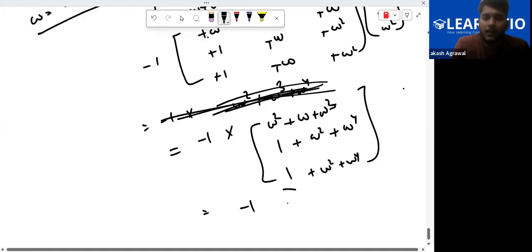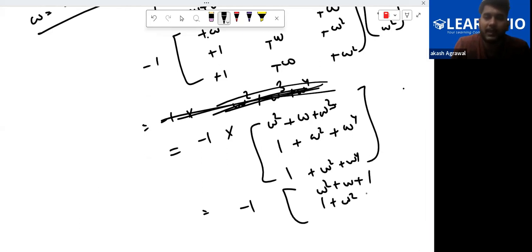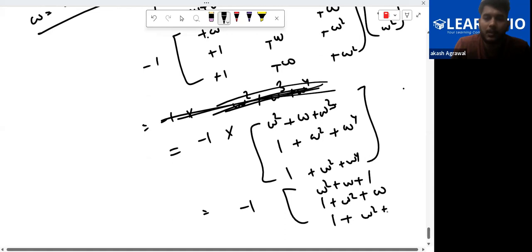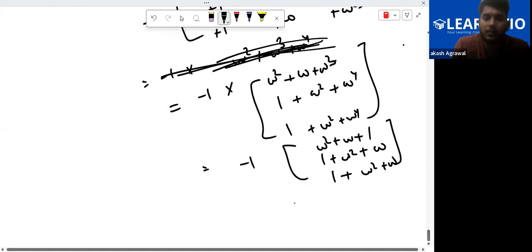So minus 1, omega square plus omega cube is 1, and 1 plus omega square. Omega 4 we can write as omega times omega cube, which is 1, so it is omega. Now it is 1 plus omega square again omega, and 1 plus omega square is 0. Okay, this is also 0, this is also 0. So the final answer is 0 0 0.